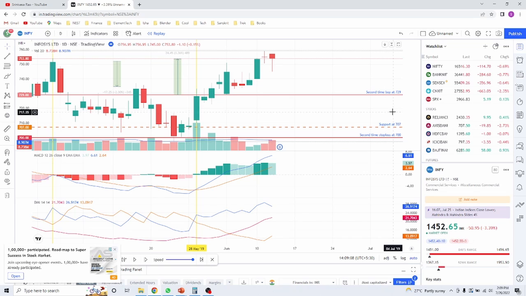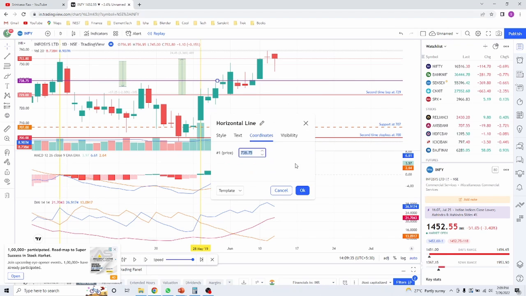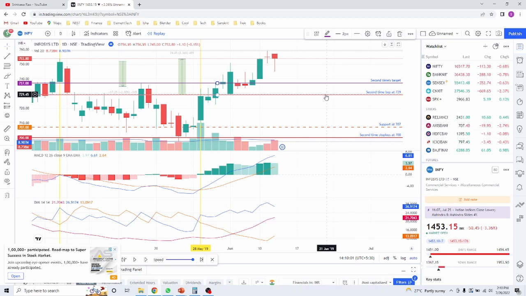Okay, so assume that in the second time you have set your stop loss and you bought it at 729, and assume that your target was, just to give you an example, don't worry about the risk reward ratio and all that in this case, just assume that your target was around 737. Okay, you bought it at 729. Let's say for some reason your target was at 737. So let's go to settings, make it 737. Okay, so this was my second time's target.